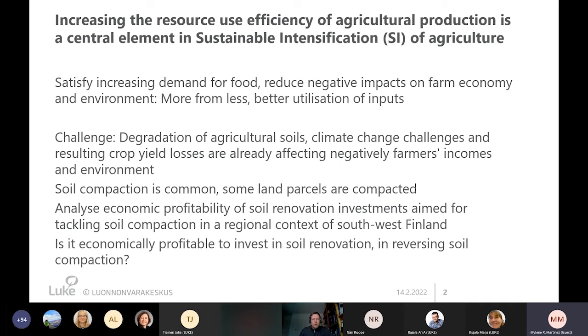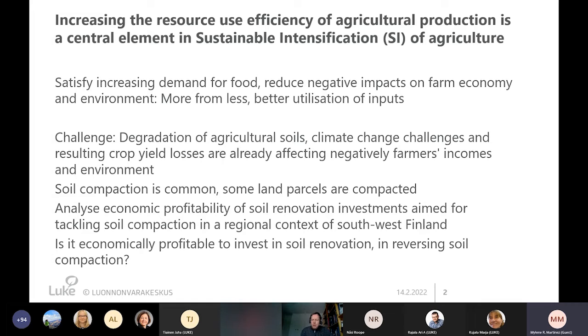But somehow the situation has become more difficult, so that drainage, insufficient drainage and soil compaction, for example, have been found. And it's common, not very common, but somewhat common, that some land parcels at the farm are compacted. And what is the economic sense, economic profitability to invest in soil renovation? And that, in fact, should increase resource use efficiency. So this soil renovation to reverse soil compaction is the topic here. So it's one example of how to make resources used more efficiently.